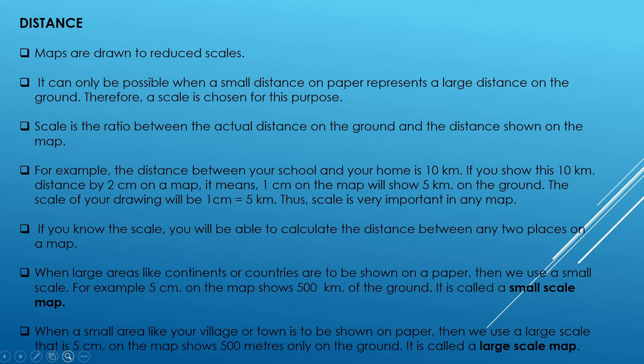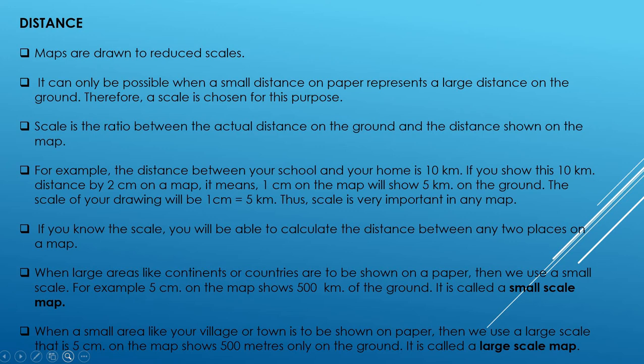That is 5 centimeter will be equivalent to something like 500 meters only on the ground, okay. So it is a large scale map, okay. So with a large scale map, you will get more data, okay. You can see things more clearly in comparison to small scale map. Okay, so this is what a small scale map and a large scale map is, okay. So this thing you must remember, that large scale maps give more information than small scale maps.